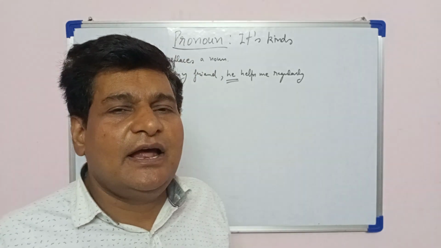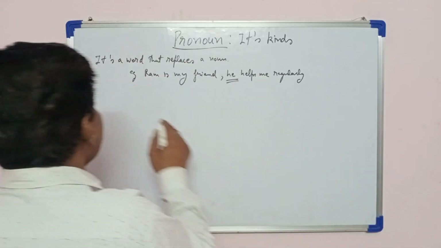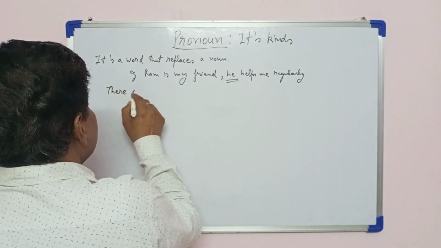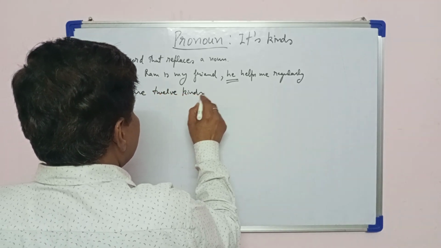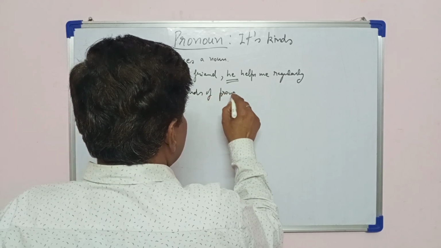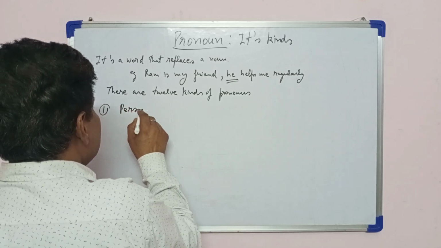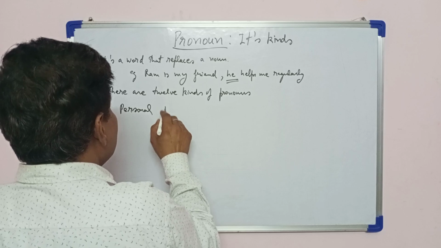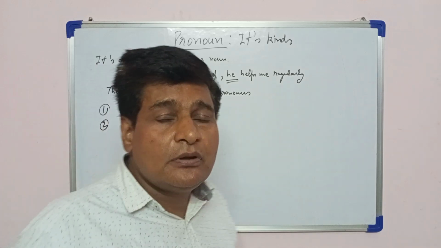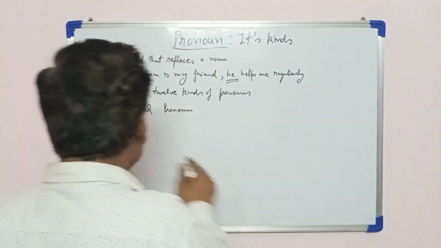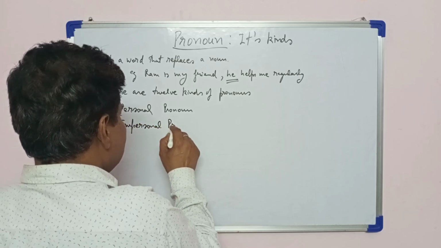Now let's understand the kinds. There are 12 kinds of pronouns. Number one, the most important one, is the personal pronoun. Then the impersonal pronoun.